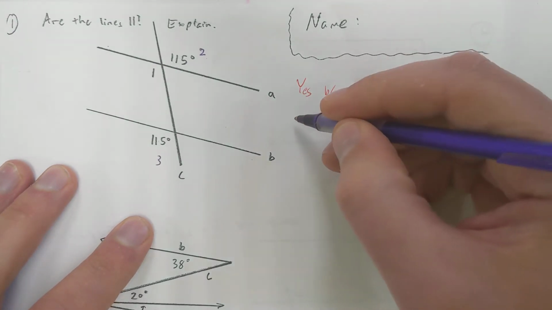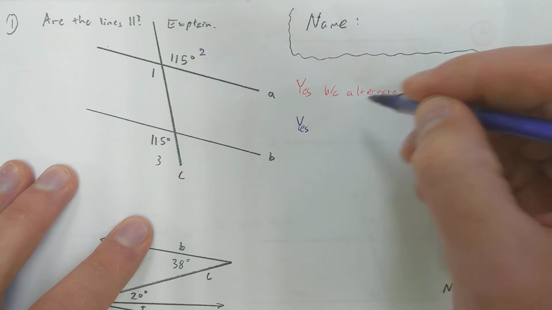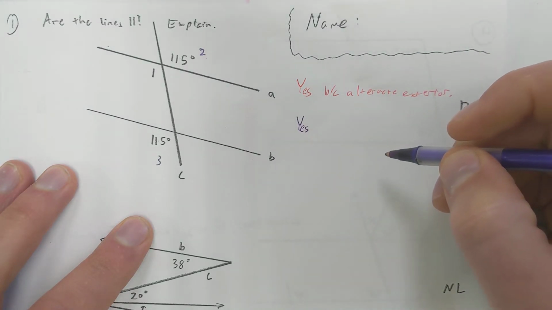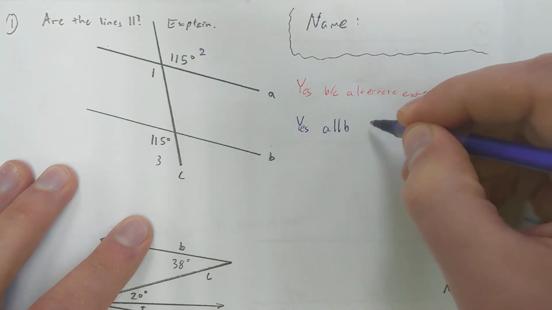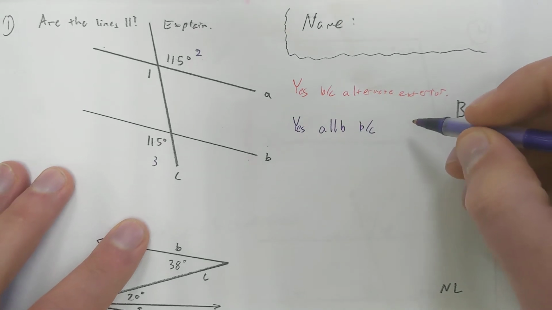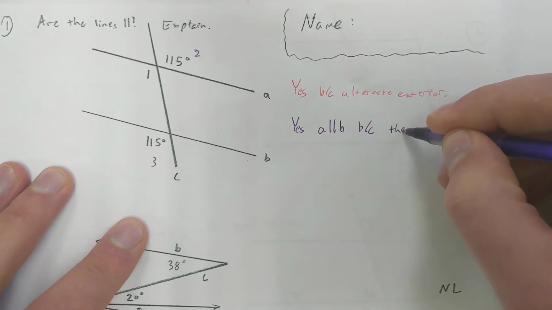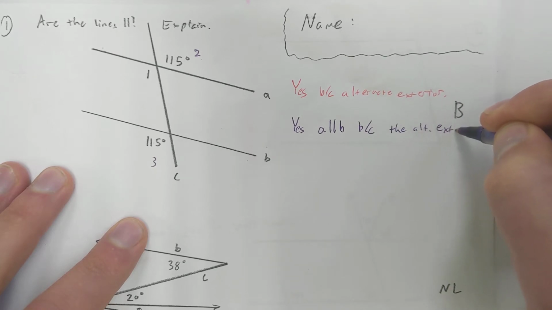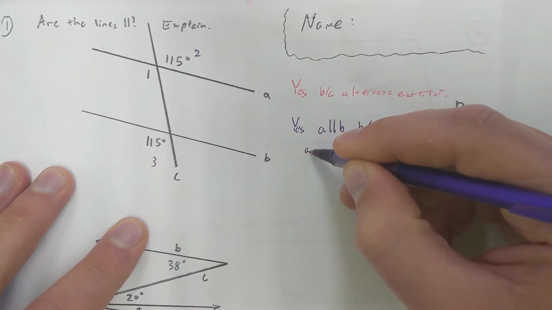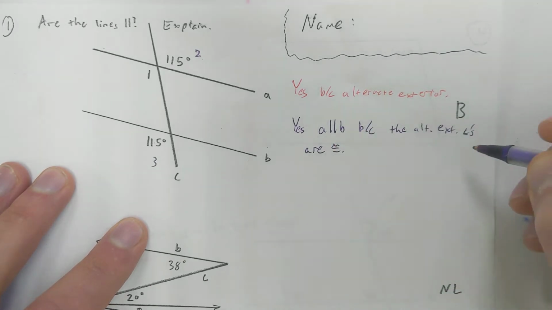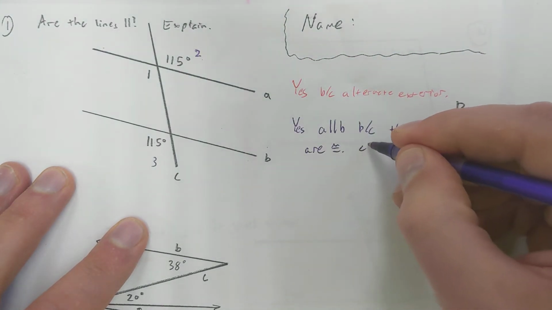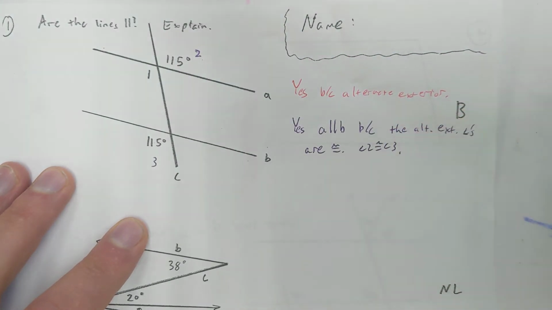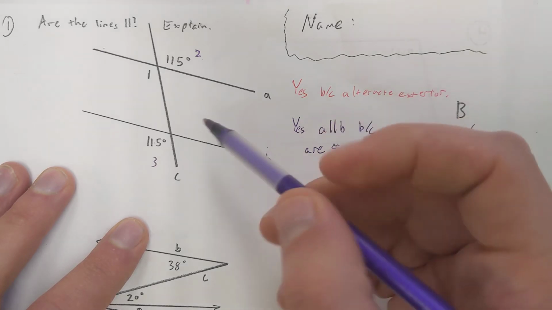So what we could say is, yes, we're going to explain which lines are parallel. Yes, A is parallel to B because the alternate exterior angles are congruent. And then we're going to be specific, because otherwise I'm not sure, are you talking about these? I don't know. So we're going to say angle 2 is congruent to angle 3. That is a good explanation. Now you could also do the following.